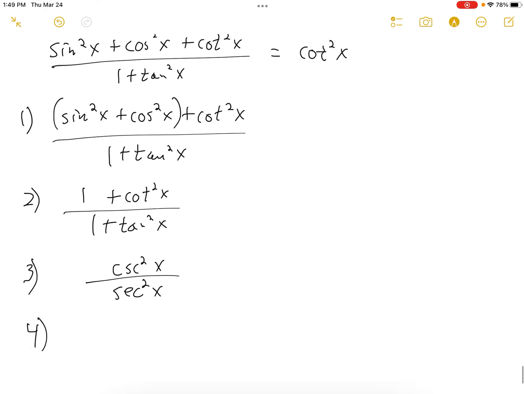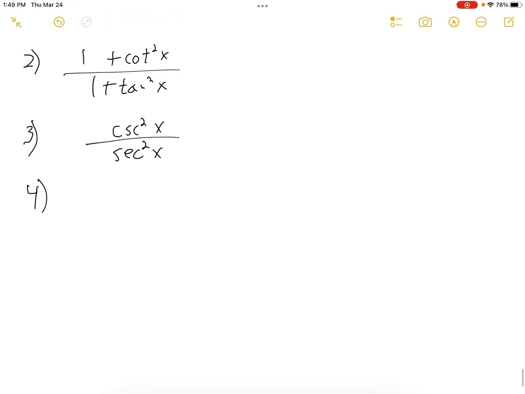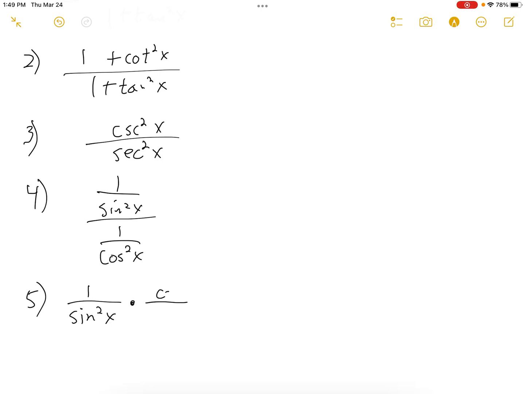All right, now step 4. What is cosecant squared? Well, that's 1 over sine squared. What is secant squared? 1 over cosine squared. So step 5 actually would be the division of two fractions, which is the multiplication of the reciprocal. So that's how we would get to step 6, which is cosine squared over sine squared, and step 7 then, which would be cotangent squared.